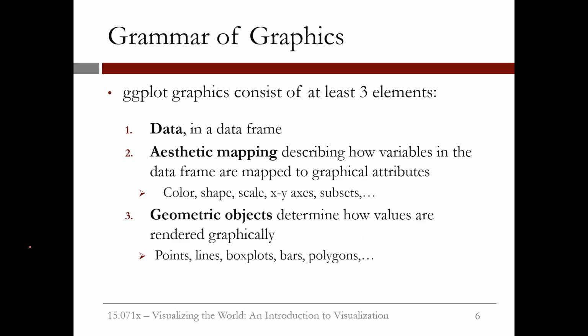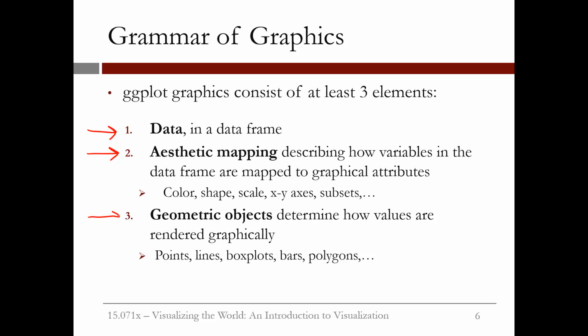So what is the grammar of graphics that ggplot is based on? All ggplot graphics consist of 3 elements. The first is data in a data frame. The second is an aesthetic mapping, which describes how variables in the data frame are mapped to graphical attributes. This is where we'll define which variables are on the x and y axes, whether or not points should be colored or shaped by certain attributes, etc.